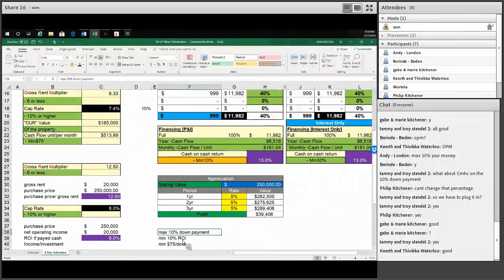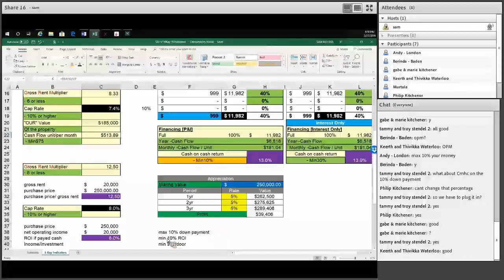Everybody see that? There's two rules that are broken here. What are the two rules? When we look at this, are we putting more than 10% in? Well, yeah, if we paid cash, that would be greatly more than 10%. Is the ROI 10% or higher? No, it's not. It's 7.4%. So that doesn't meet the commitment either.